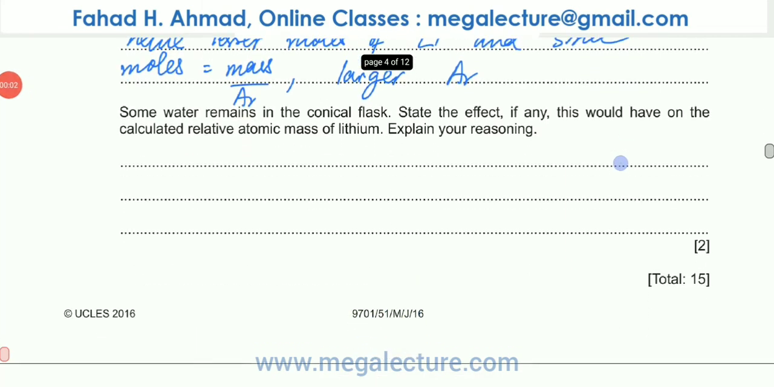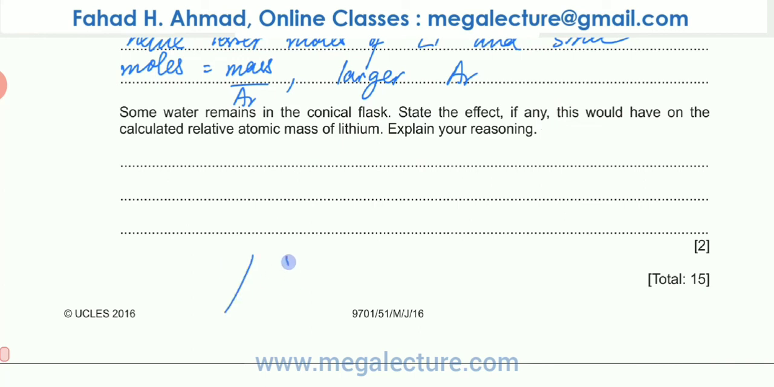Let's now move to the next question, which states that some water remains in the conical flask. State the effect, if any, this would have on the calculated relative atomic mass of lithium, and you're supposed to explain your reasoning as well.